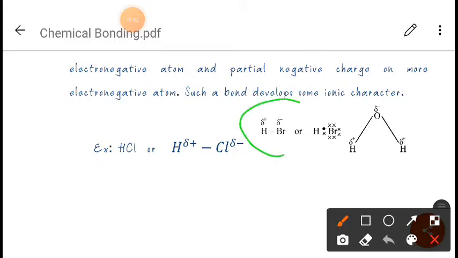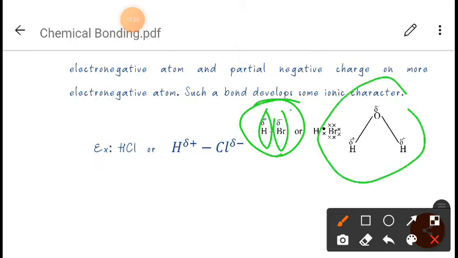HBr, in HBr, Br is more electronegative than hydrogen. At that time same thing will happen, this Br will take a partial negative charge as you can see here, and this hydrogen will take a partial positive charge, and this type of bond is called polar covalent bond. They are forming covalent bond, but since there is a difference between the electronegativity of these elements, what will happen at that time, the one which is more electronegative will attract the shared pair of electron towards itself, and it will attain a partial negative charge as you can see here, okay.